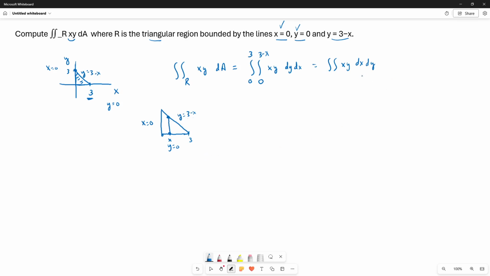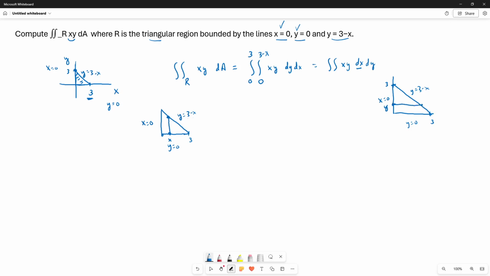And then let's look at that again in the other order. Let's draw the triangle. So this is x equals 0, y equals 0, y equals 3 minus x. This is 3, this is 3. So the inner integral is dx. That means we're treating y as a constant. So let's pick a y somewhere here between 0 and 3. And then for that fixed y, the x goes like that.